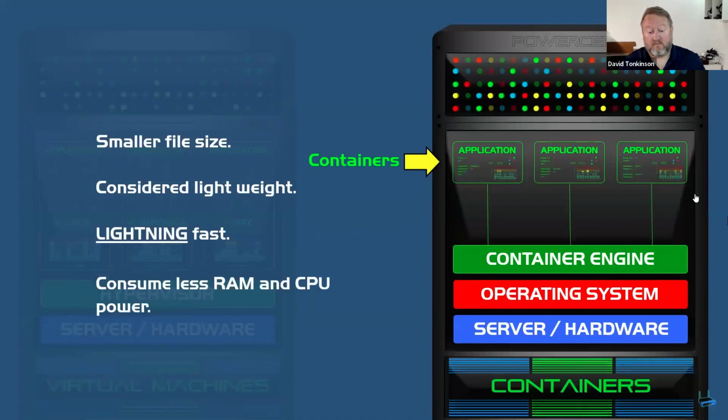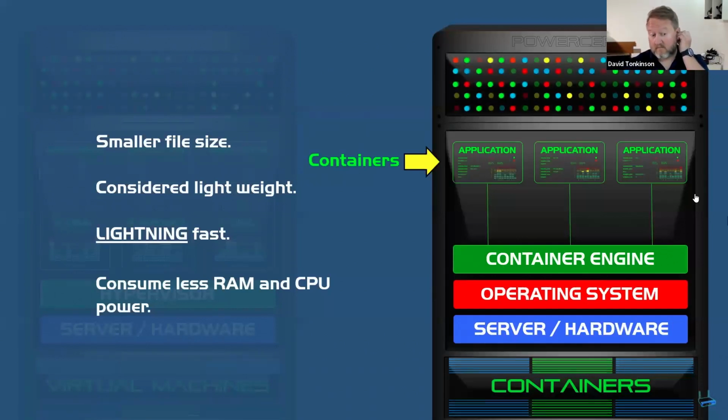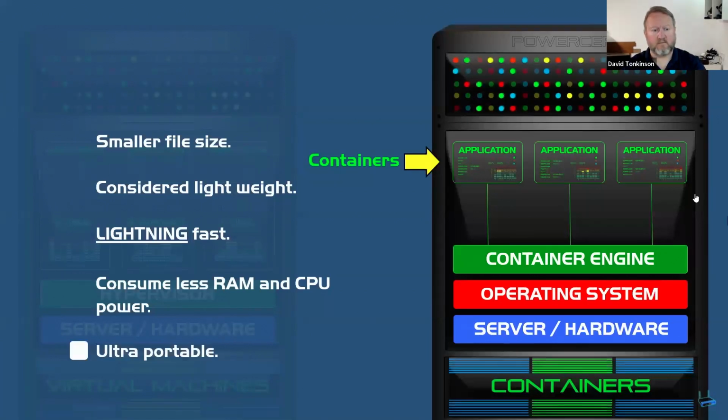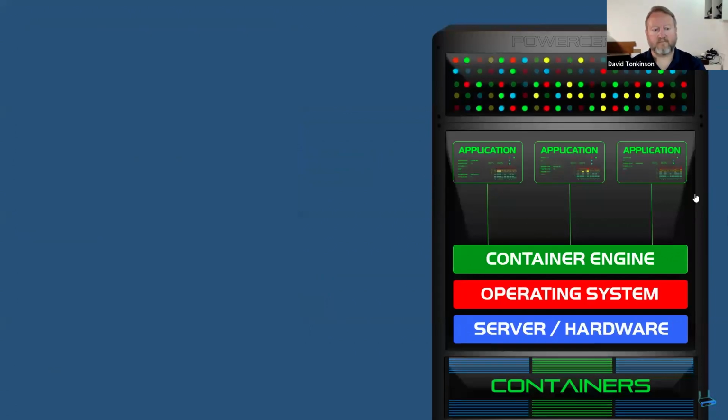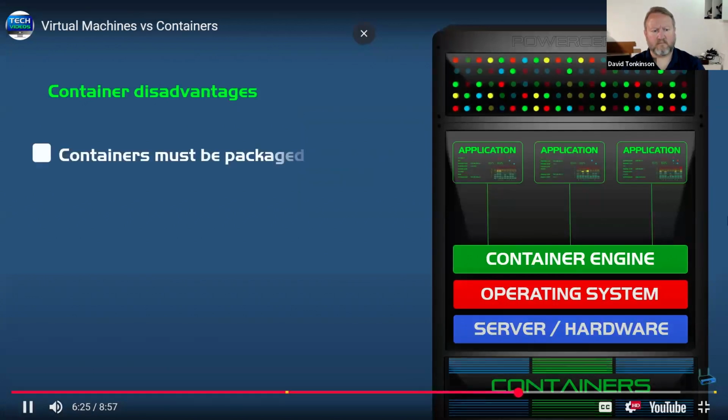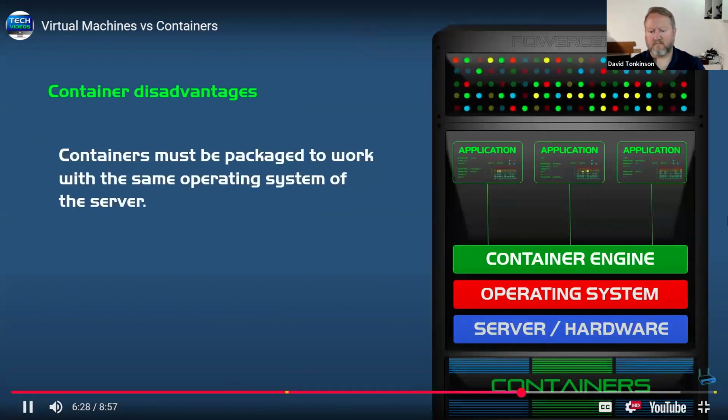Containers also consume less RAM and CPU power from the server than VMs. Now, both VM files and container files are portable, which means that you can move them easily to different machines. But container files are a lot smaller, which makes them ultra portable. Now, containers do have some disadvantages when compared to virtual machines. One disadvantage is that the container file or image must be packaged to work with the same operating system of the server that it's running on.